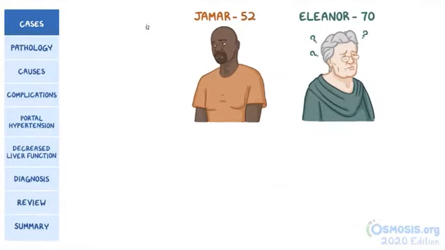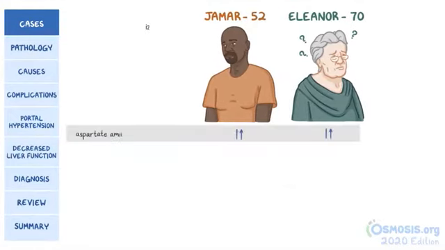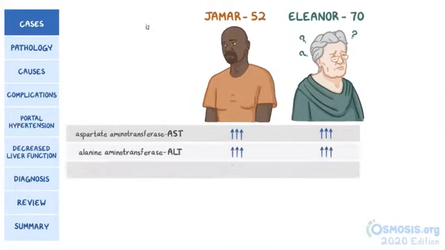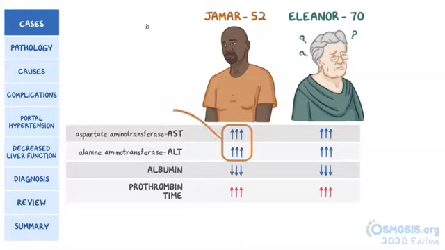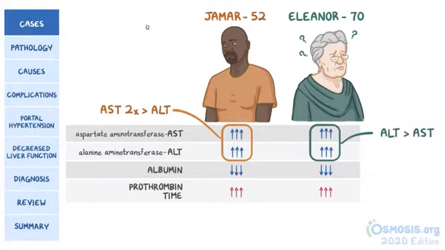Lab tests of both people show an increased aspartate aminotransferase, or AST, and alanine aminotransferase, or ALT. There's also decreased albumin and increased prothrombin time. The difference is that Jamar has an AST level twice as high as ALT, in contrast with Eleanor, who has an ALT higher than AST. Eleanor, in particular, also has high serum levels of ammonia.